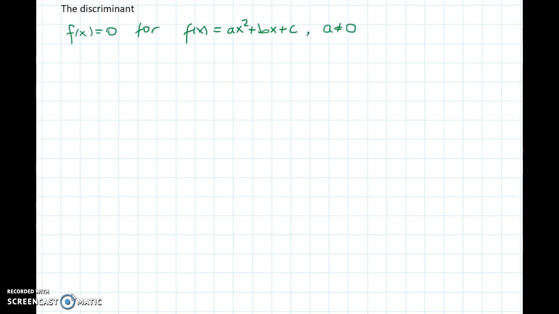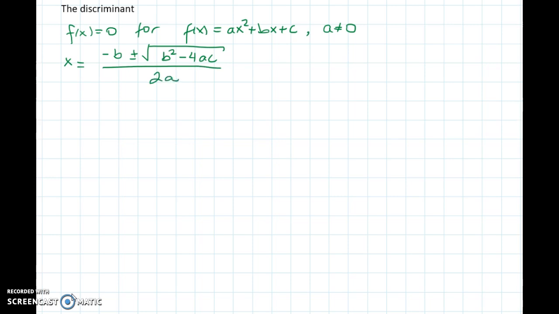Well, if we want to solve our equation, we may want to apply the quadratic formula. So we'll be saying that x has to be the same as negative b plus minus, and then we have a square root inside. It has b squared minus 4ac, and all of that has to be divided by 2a.